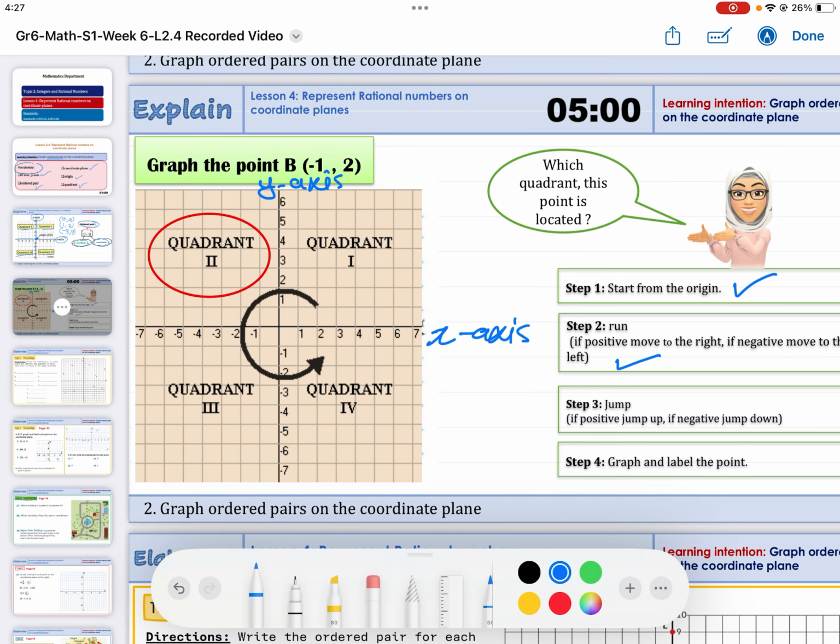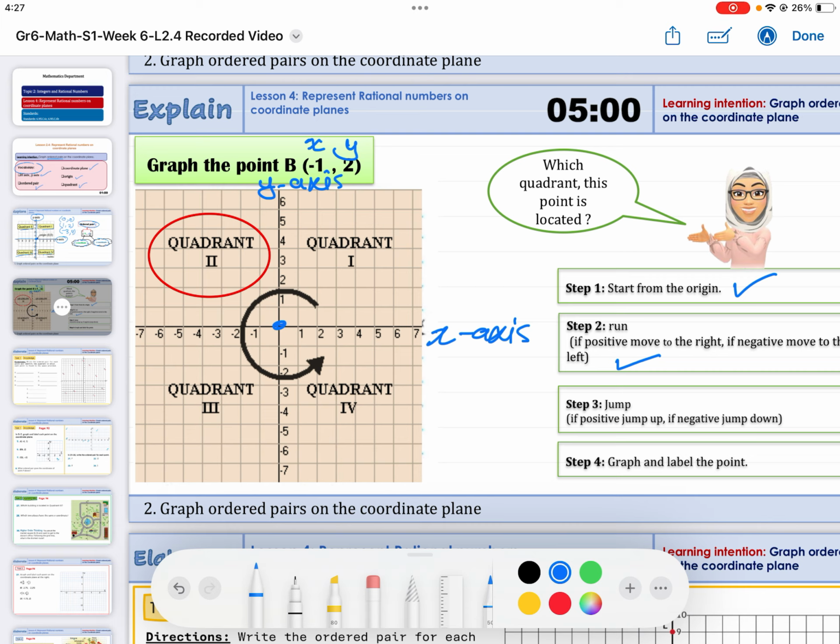We start from the origin, that's your origin 0, 0. Then you run and then you jump. You run to the right or to the left according to whether your x is positive or negative, and then you jump up or down according to whether your y coordinate is positive or negative. Let's start with this point -1 and 2. The easiest way is to mark on top of it. This is x and that's y.